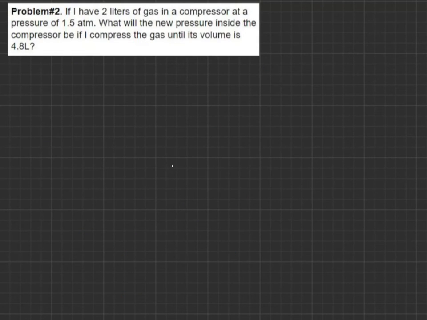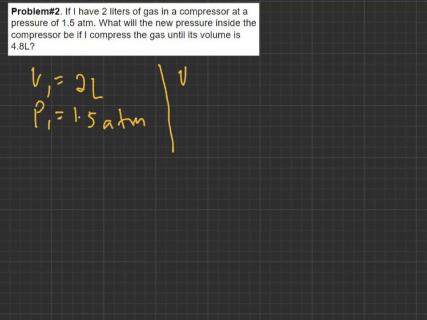Right, problem number 2. If I have 2 liters of gas in a compressor at a pressure of 1.5 atmosphere, what will the new pressure inside the compressor be if I compress the gas until its volume is 4.8 liters? So our V1 is 2 liters of gas. Our P1 is 1.5 atmosphere. Okay, these are the initial. For V sub 2, we have 4.8 liters. Okay, P2 is unknown, right?